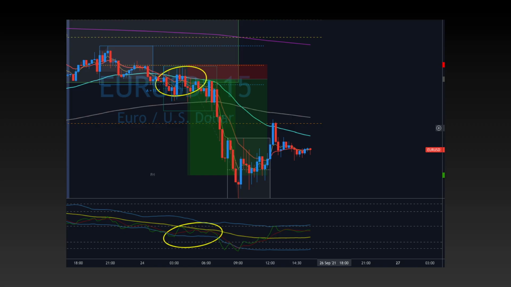So that's the pattern there. You get a pullback. That's the entry on the pullback. Look at the TDI. TDI is what? Bouncing off the 50 line. There's your confirmation.